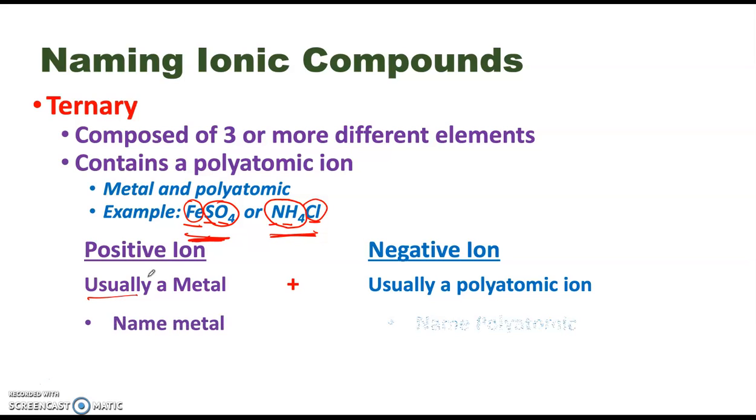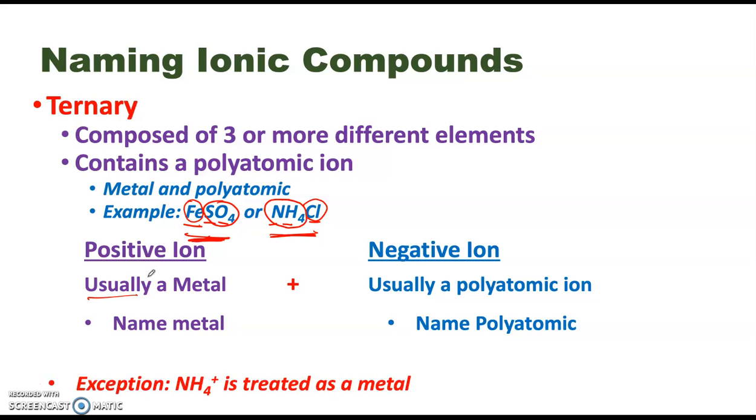So what you do is you name the metal, then you name the polyatomic, and that's it. You don't change any of the names. You don't add an IDE ending or anything like that if it's a polyatomic at the end. And the exception is NH4 plus. It's treated as a metal.